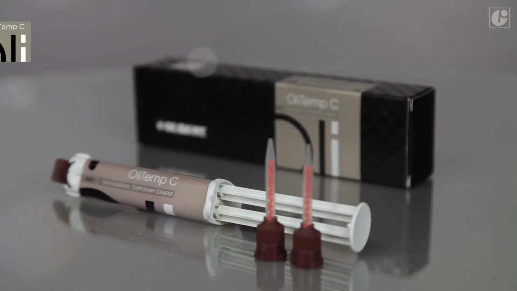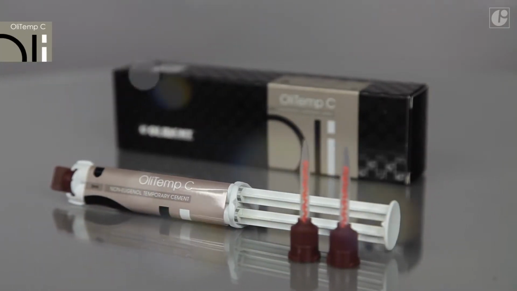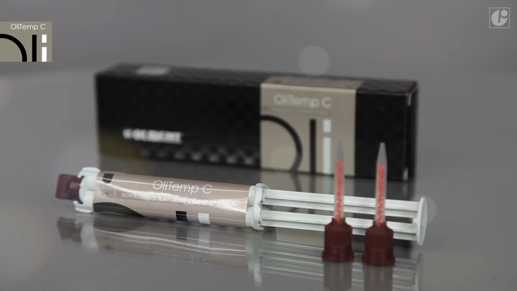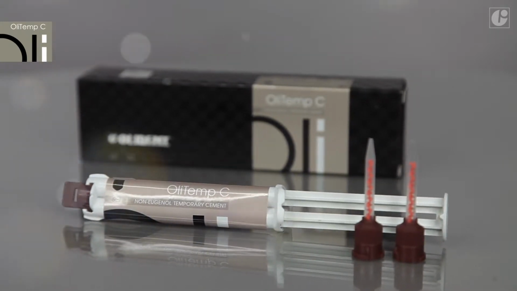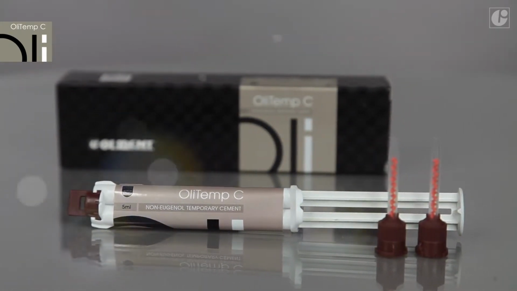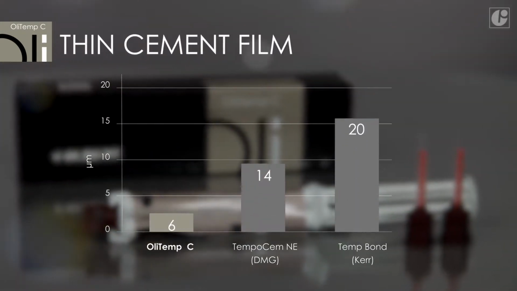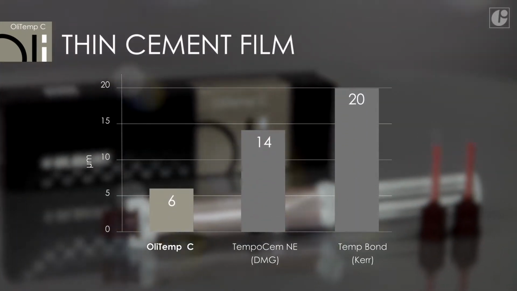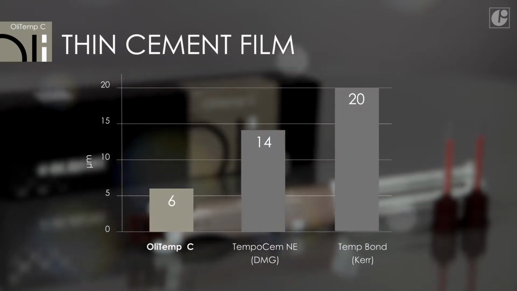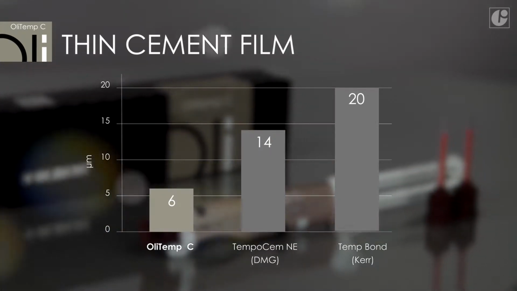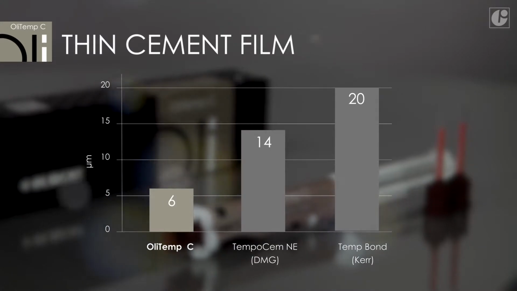OliTemp C is a temporary cement based on zinc oxide designed for the cementation of temporary crowns, bridges, and veneers, as well as for trial fixing of final prosthetic restorations. A very thin cement film is sufficient to ensure optimal adhesion. The temporary reconstruction will retain its perfect fit, and the height of the occlusion will be kept.